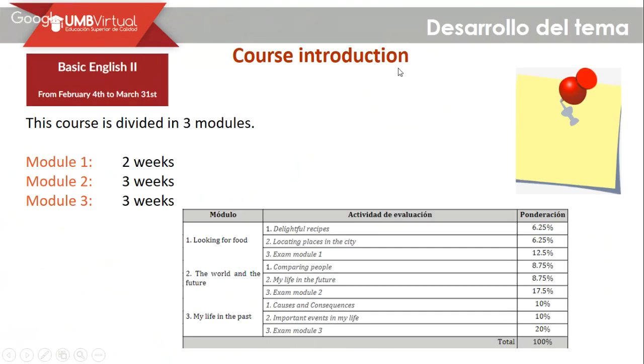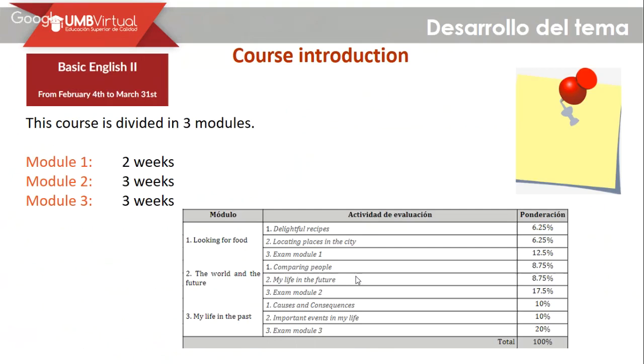So here, recordemos que cada uno de los niveles de inglés se divide en 3 módulos. So this course is divided in 3 modules. Module 1, 2 weeks, Module 2, 3 weeks, and Module 3, 3 weeks. Okay? Esa es la duración de las semanas por cada uno de los módulos. Here, as you can see, we have the percentages according to each of the activities that you are going to work with during this course. Este es el total de actividades por los 3 módulos.